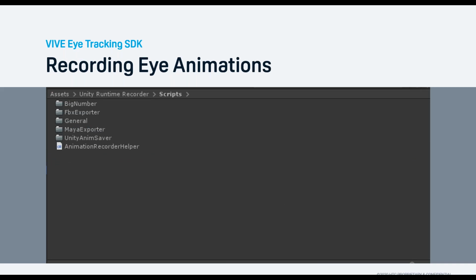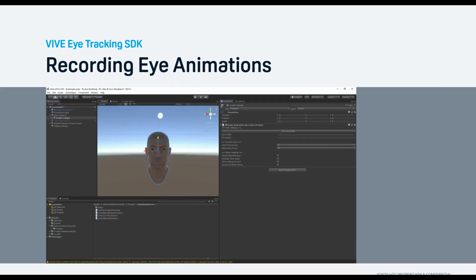Now that we've talked about integrating foveated rendering in your project, let's talk about another useful case, which is recording eye animations. We talked about the Unity Runtime Animation Recorder plugin earlier. You can download that from GitHub and copy this folder of scripts into your project. And then you can attach the Unity Animation Recorder script to one of the avatar heads. We provide some avatar heads with the eye tracking SDK.